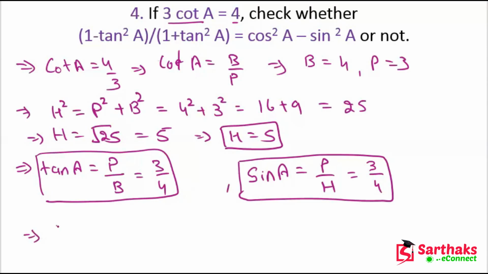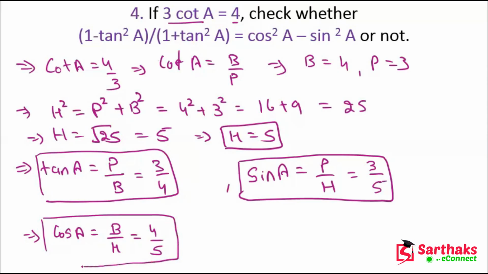And what is cos A? So cos A is base upon hypotenuse. What is base? We have base is 4, and hypotenuse is 5. So sin A is 3 upon 5, and cos A is 4 upon 5. So we have tan A, sin A and cos A.